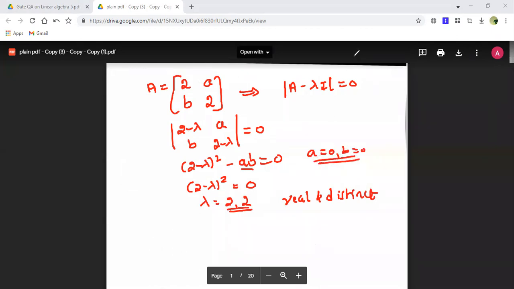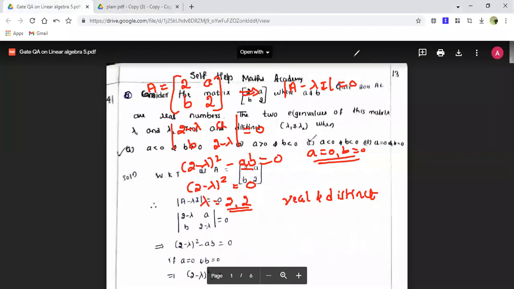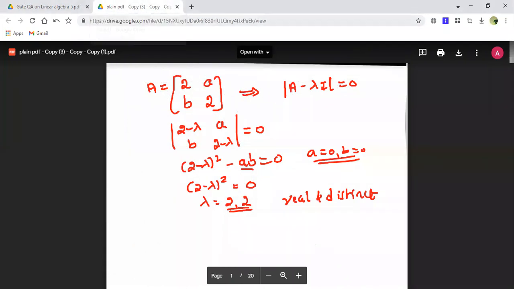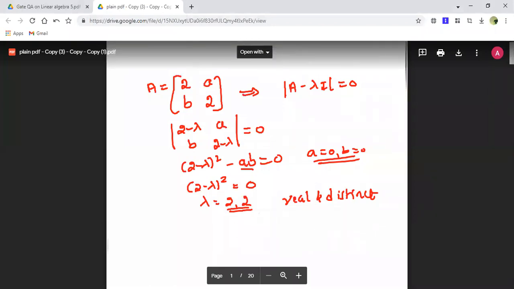If you see the options, the last option is a equal to 0 and b equal to 0. So we can eliminate option D straight away, because they have given that lambda 1 and lambda 2 are real as well as distinct. When this is given, let's see then how exactly one should solve this. That is the next part of the question. So let's see how we do it.